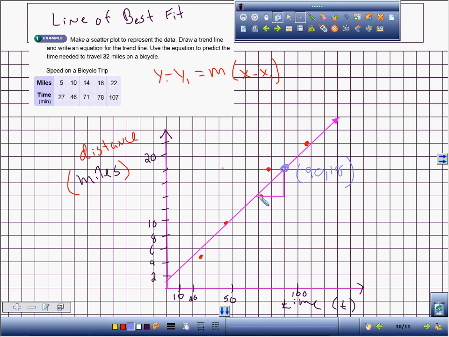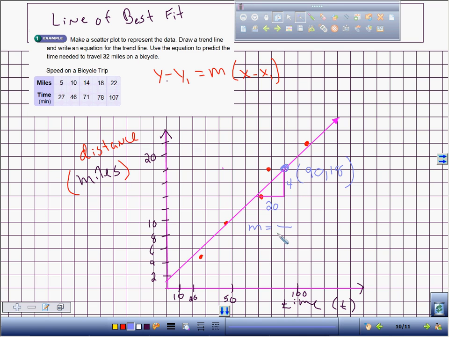How much did I go over from here to here? 2 boxes, which is how much as far as time? 2 boxes is how much time? 20, right? And then I've gone up 2 boxes, which is how much? 4, right? So my slope is not 20 over 4.